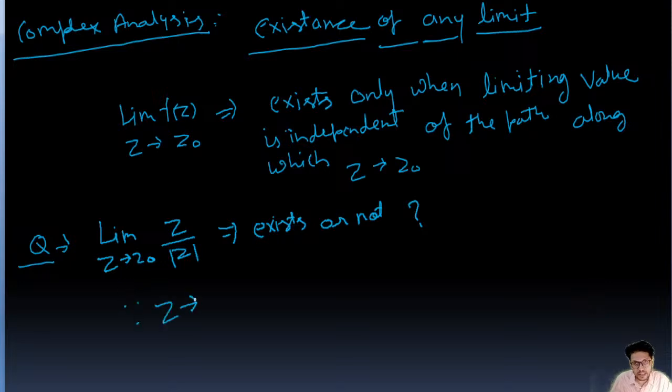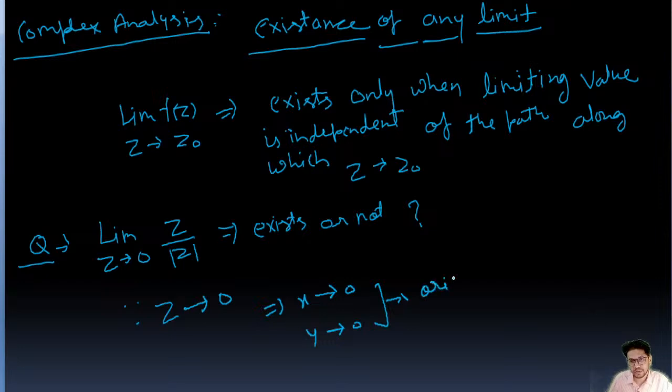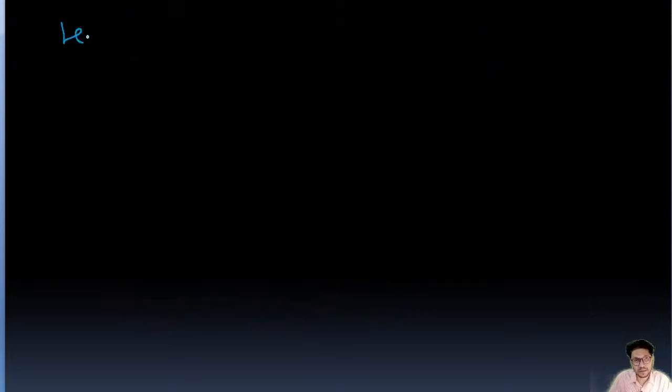Since z tends to z naught, my apology, here in this question this is 0, guys. z tends to 0, and we need to find whether this limit exists or not. So here z tends to 0, which implies x tends to 0 and y tends to 0, right? That is the origin.